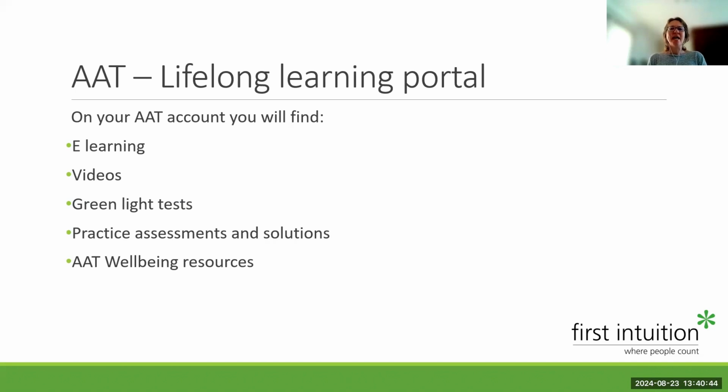So let's have a look at what the AAT provide. And as Phil said previously, this is available by level. So if you're booked onto level 2, then you'll have all the level 2 AAT learning resources. Or if you're booked onto level 3, it'll be the level 3 resources available to you. So you'd log on to your My AAT, and then they have some sections called e-learning.